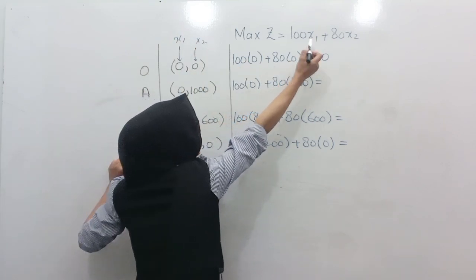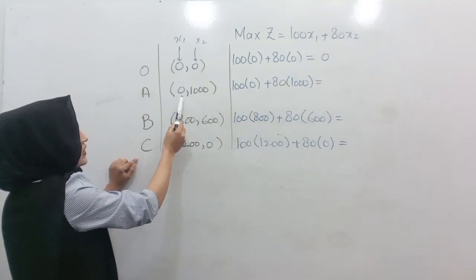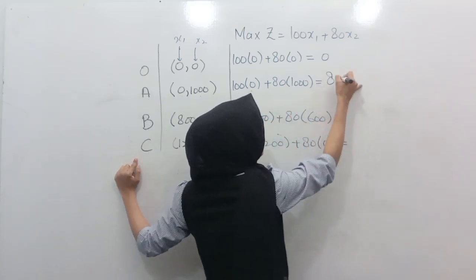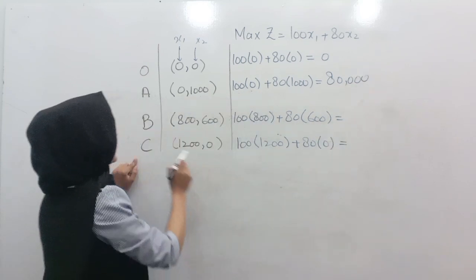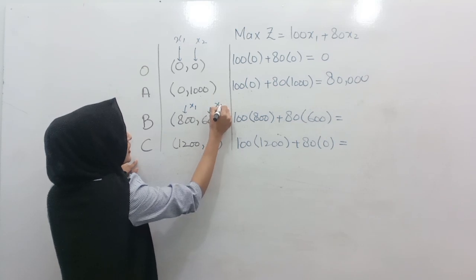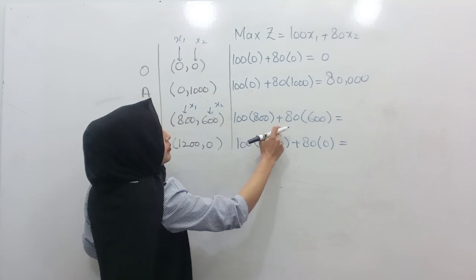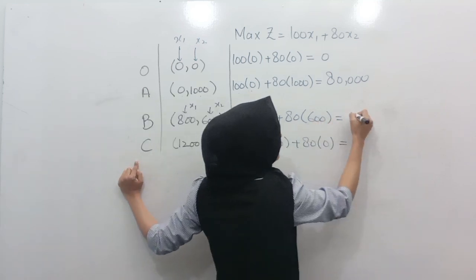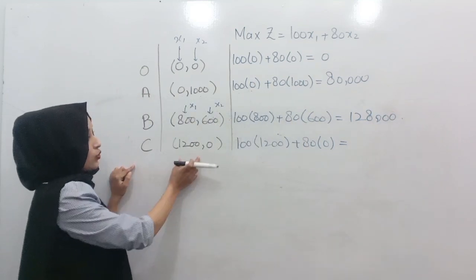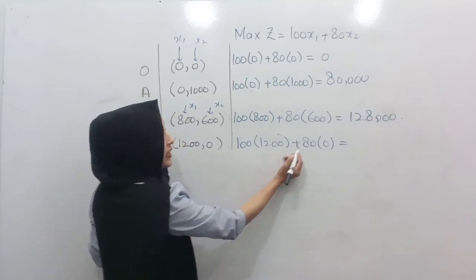By putting them one by one, here it is x1 and this is x2. So putting x1 and x2 equal to 0, the result is 0. And here x1 is 0, x2 is 1000, 100 into 0 plus 80 into 1000 gives 80,000. And for point B, x1 is 800 and x2 is 600. Putting it into the objective function, we get 100 into 800 plus 80 into 600, which will give 1,28,000.